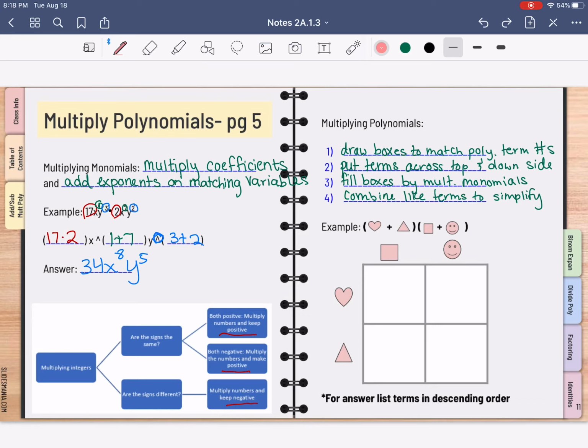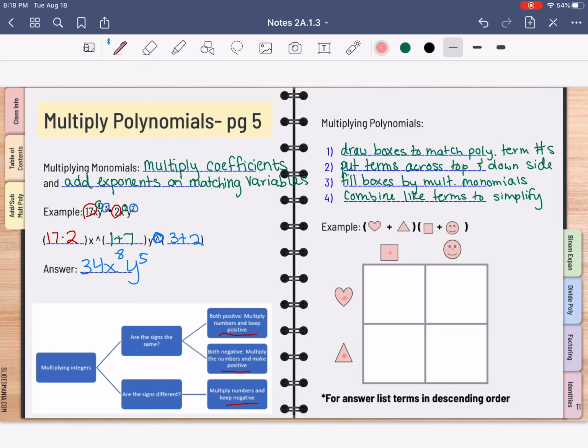I could have put heart and triangle on the top, but I went heart and triangle down the side, right here and right here. Then I did my square and my happy face across the top, square, happy face. Then what you're going to do is fill the boxes by multiplying the monomials. It's like a multiplication chart.